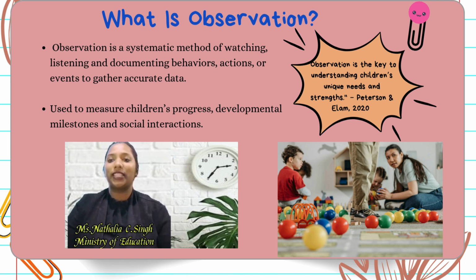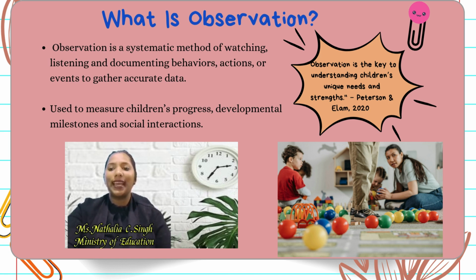My name is Miss Natalia Chattergoon Singh, and I would like to start by defining what observation is. Observation is a systematic method of watching, listening, and documenting behaviors, actions, or events to gather accurate data. It's a powerful tool used to measure children's progress, track developmental milestones, and understand their social interactions. As Peterson and Elam noted in 2020, observation is the key to understanding children's unique needs and strengths. This quote highlights the importance of observation in tailoring our approach to meet each child's individual needs.